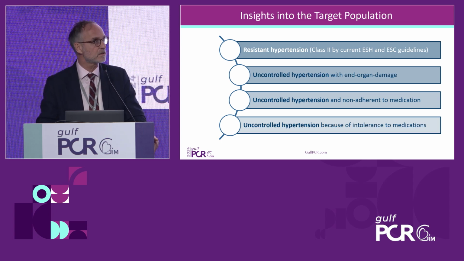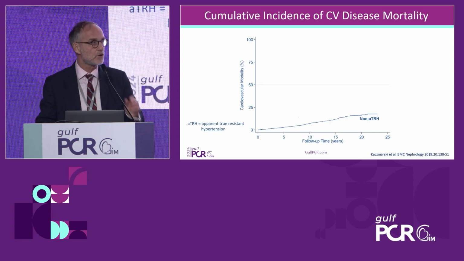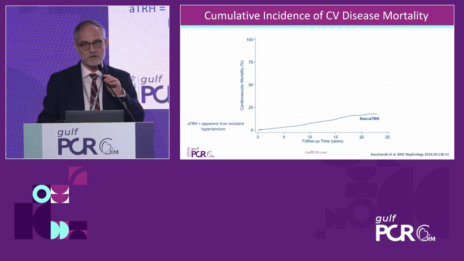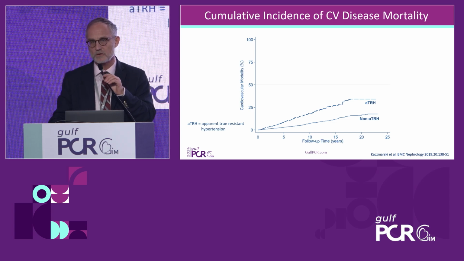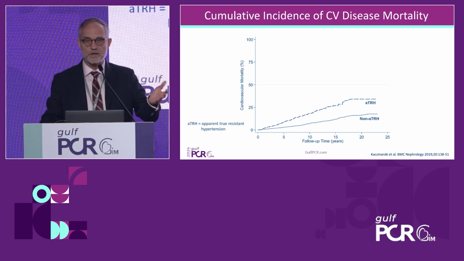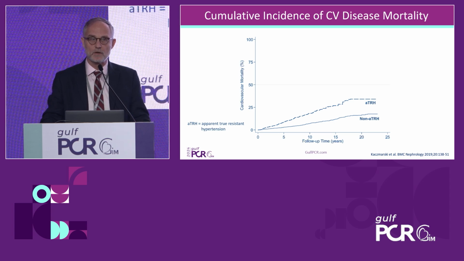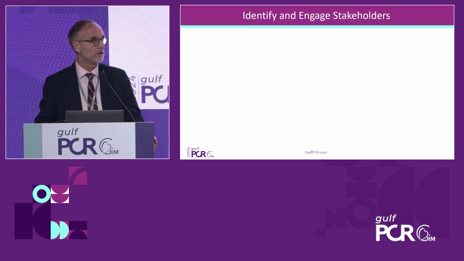So why resistant hypertension? Because they have a really high risk. This is shown on this illustration here. You see the non-resistant hypertension group, the mortality over 20 years. And look at the apparent resistant hypertension group. Mortality is 2 times higher. So they probably will have a big benefit from controlling their blood pressure. That means having a combination of pills, lifestyle modification, and nowadays renal denervation.